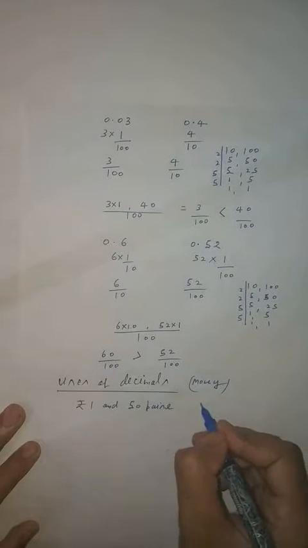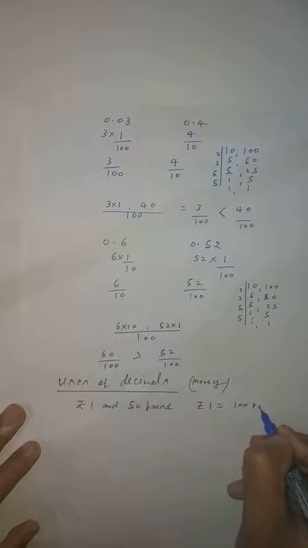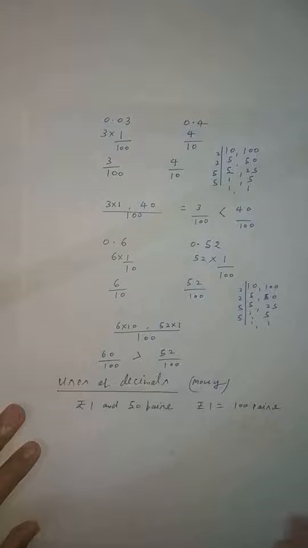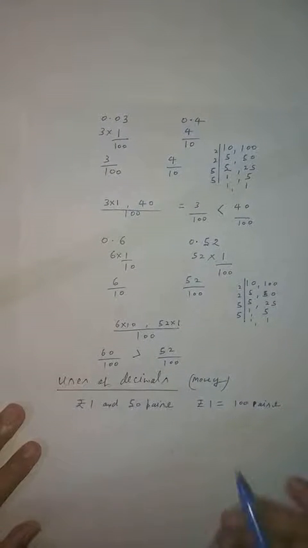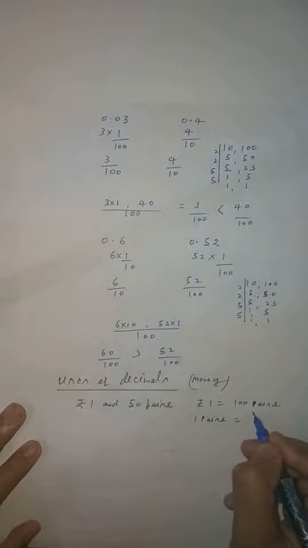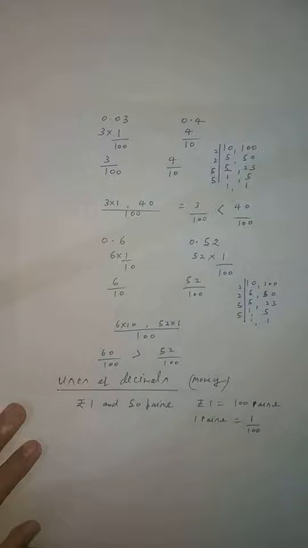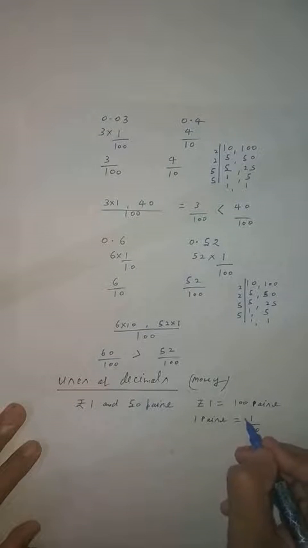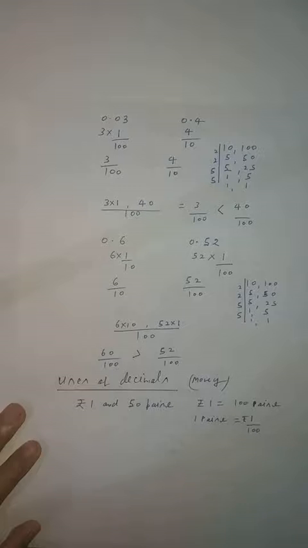Now you know that 1 rupees is equal to 100 paise. Everyone knows this? This is very easy. 1 rupee is equal to 100 paise. In the previous class you studied this. Similarly, 1 paise becomes what? 1 paise you have to find out, so 1 upon 100 rupees. Clear, student? 1 paise equal to 1 upon 100 rupees. Means 1 rupees equal to 100 paise, so 1 paise equal to 1 upon 100 rupees.